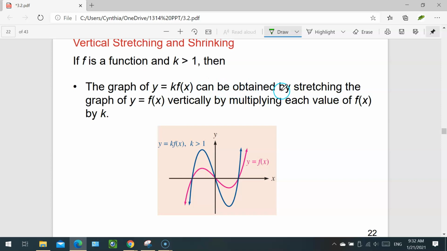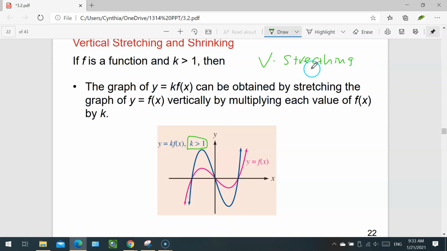It can be obtained by stretching the graph of y equals f of x vertically by multiplying each value of f of x by k. In other words, when the function has a number multiplied to the outside of the function, and that number is greater than 1, you deal with a vertical stretching.